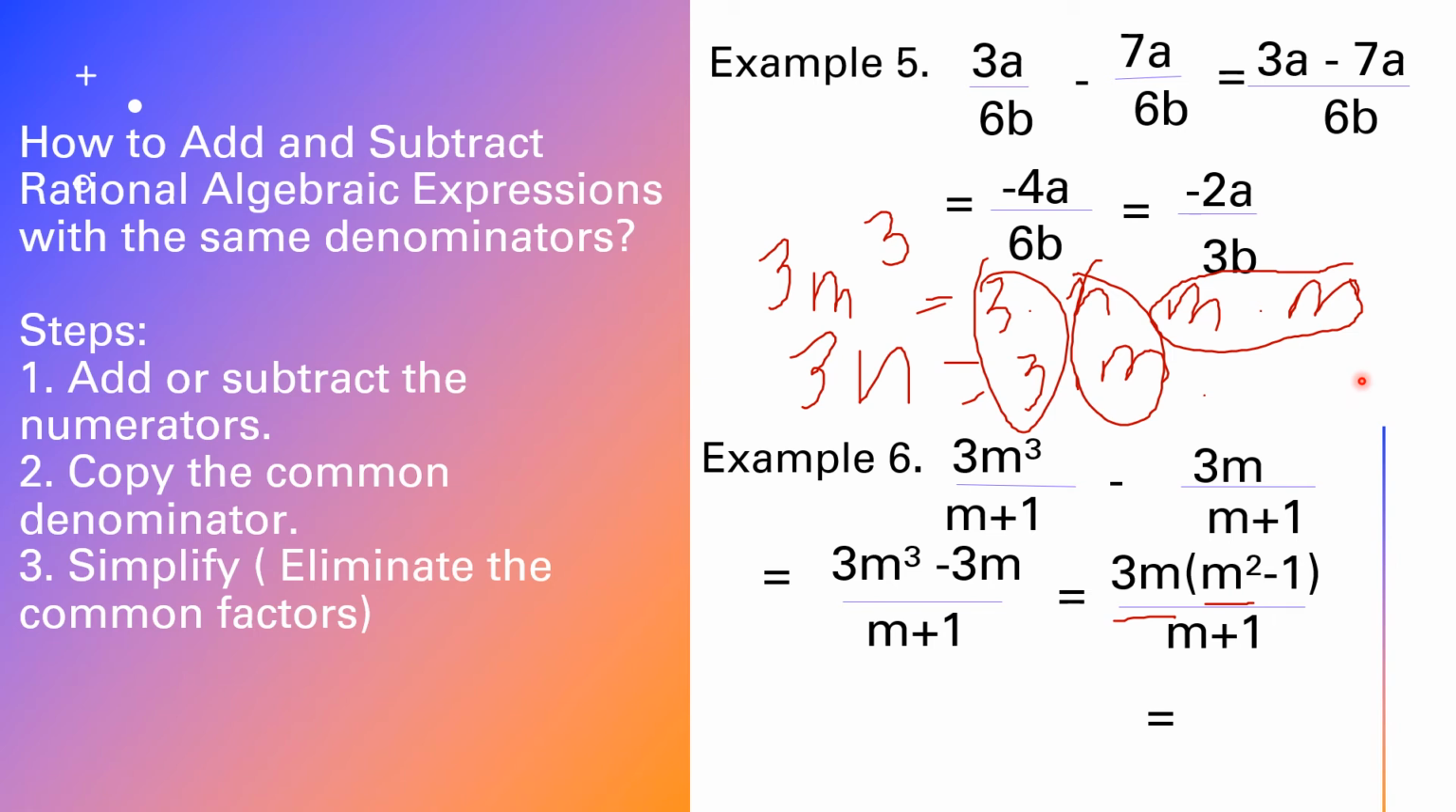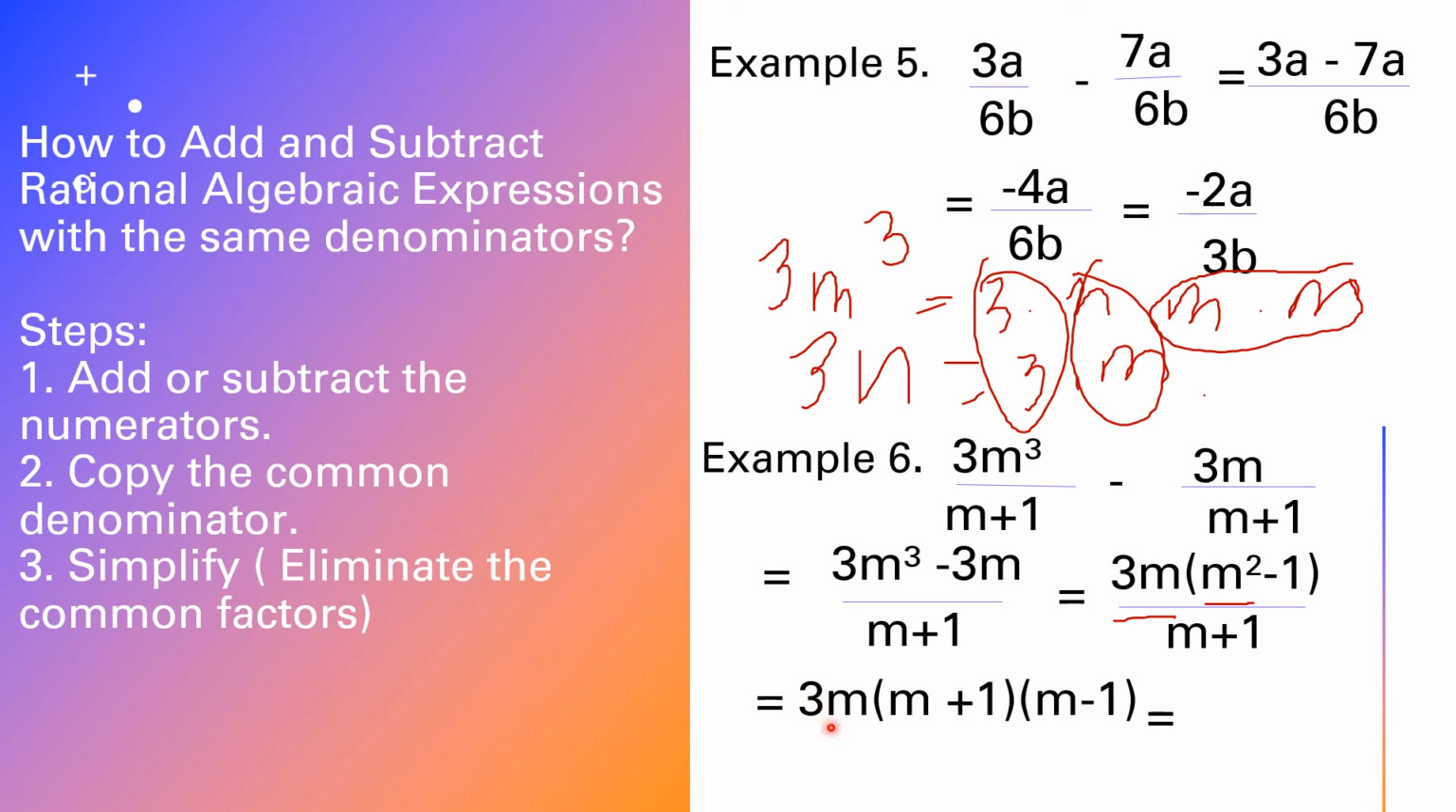So how are we going to factor a difference of two squares? Simply get the square root of m squared, and that is m. Get the square root of 1, and that is 1. And then the factored form of m squared minus 1 is m plus 1 times quantity m minus 1. m is the square root of m squared, and 1 is the square root of 1. And then this is plus and minus.